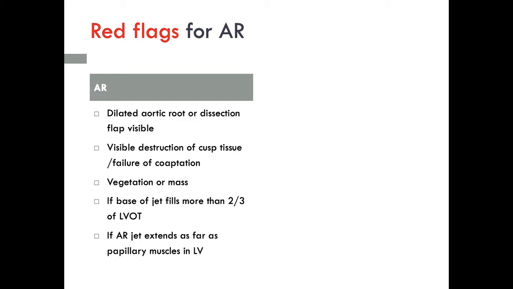If we see a mass on the valve, which is most likely to be a vegetation, but there are other masses that we can see there, we should trigger a formal scan. And of course, if the base of the jet fills more than 2/3 of the LVOT, in other words, it's severe. We often just eyeball the size of the jet going back into the left ventricle to grade the aortic regurg. If it reaches the papillary muscles in the left ventricle, that's also severe aortic regurgitation.